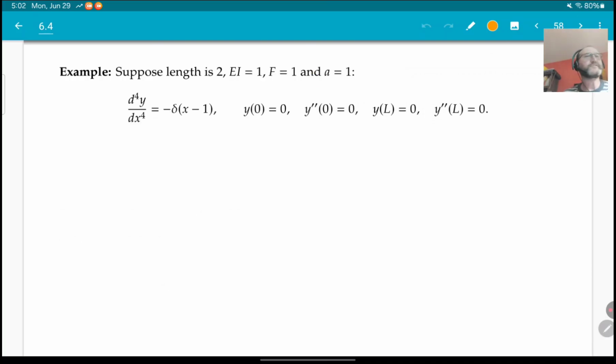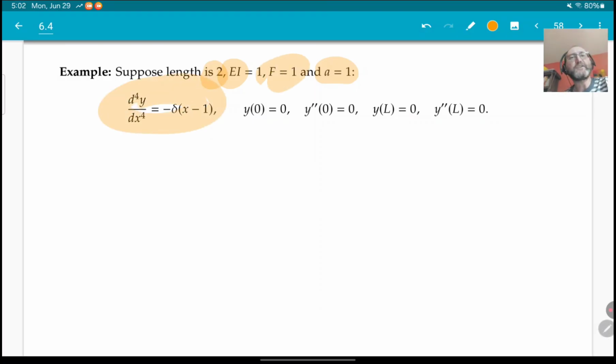So both for simplicity, the length is 2, so L is 2. We're going to put the mass at the center, which is at 1, and we're going to make E and I constant. Don't worry about what they are for the point of this exercise. We're just interested in the math. Let's just make them 1. And the force is 1.